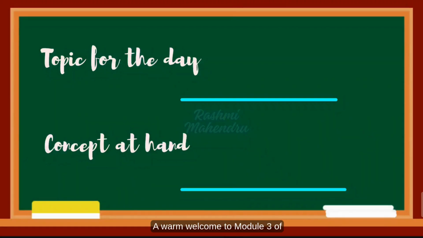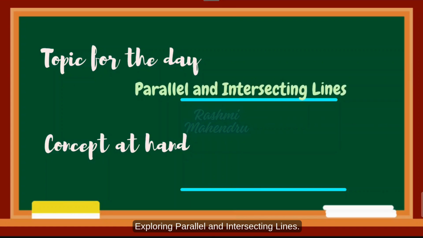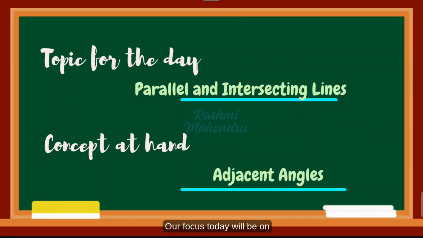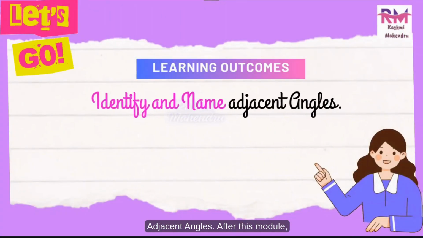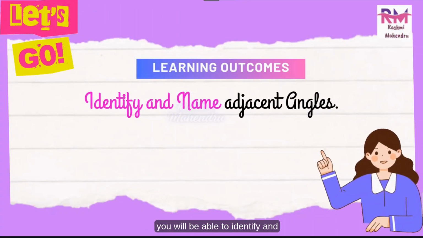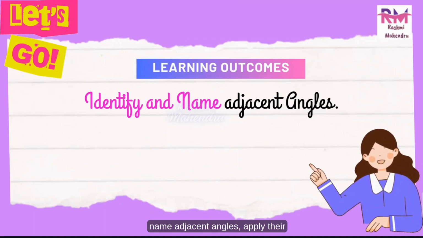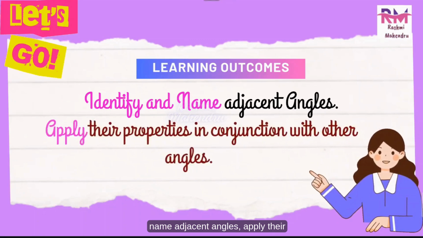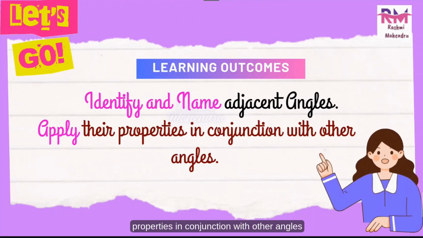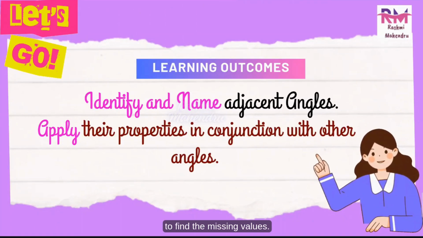A warm welcome to Module 3 of Exploring Parallel and Intersecting Lines. Our focus today will be on adjacent angles. After this module, you will be able to identify and name adjacent angles, apply their properties in conjunction with other angles to find the missing values.